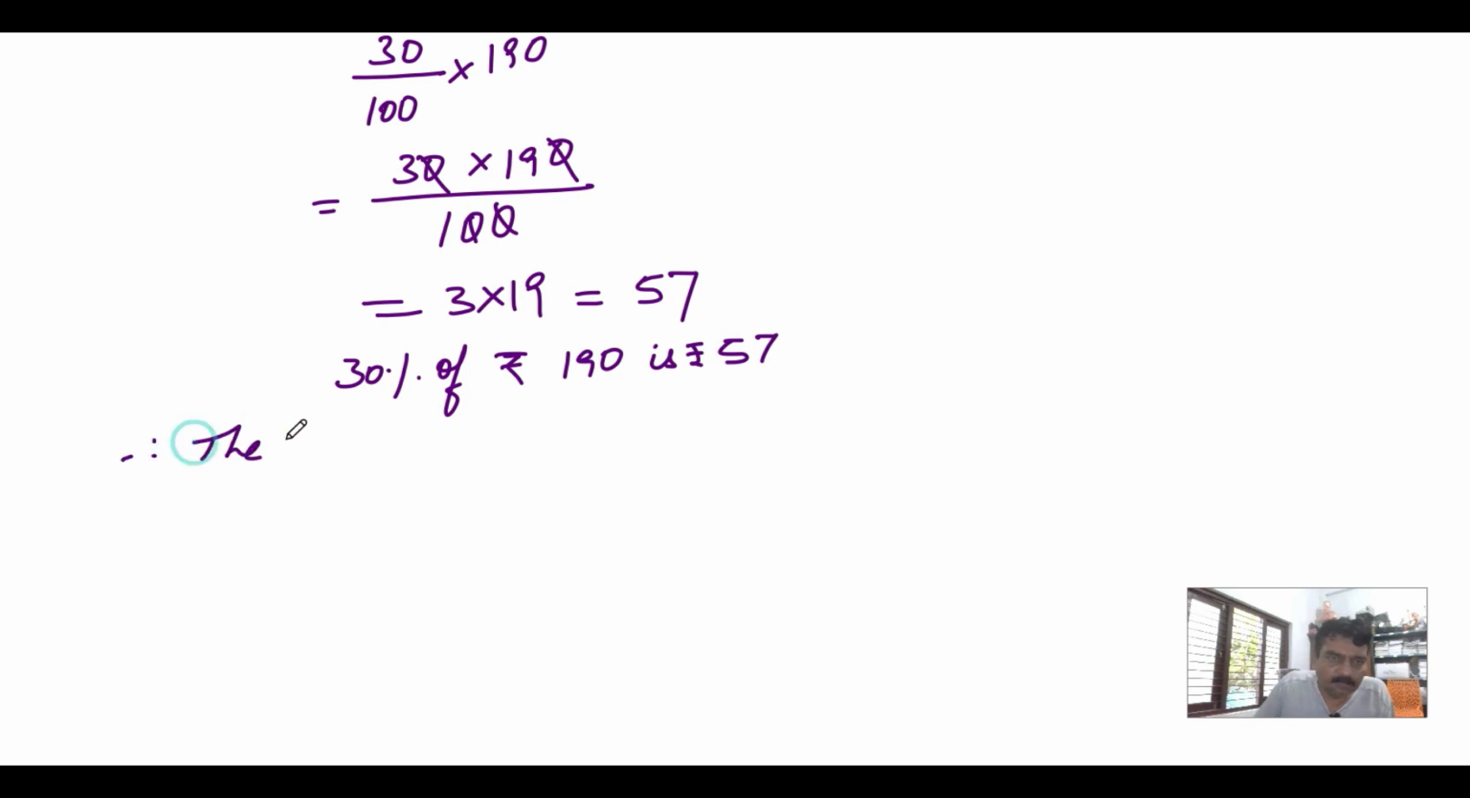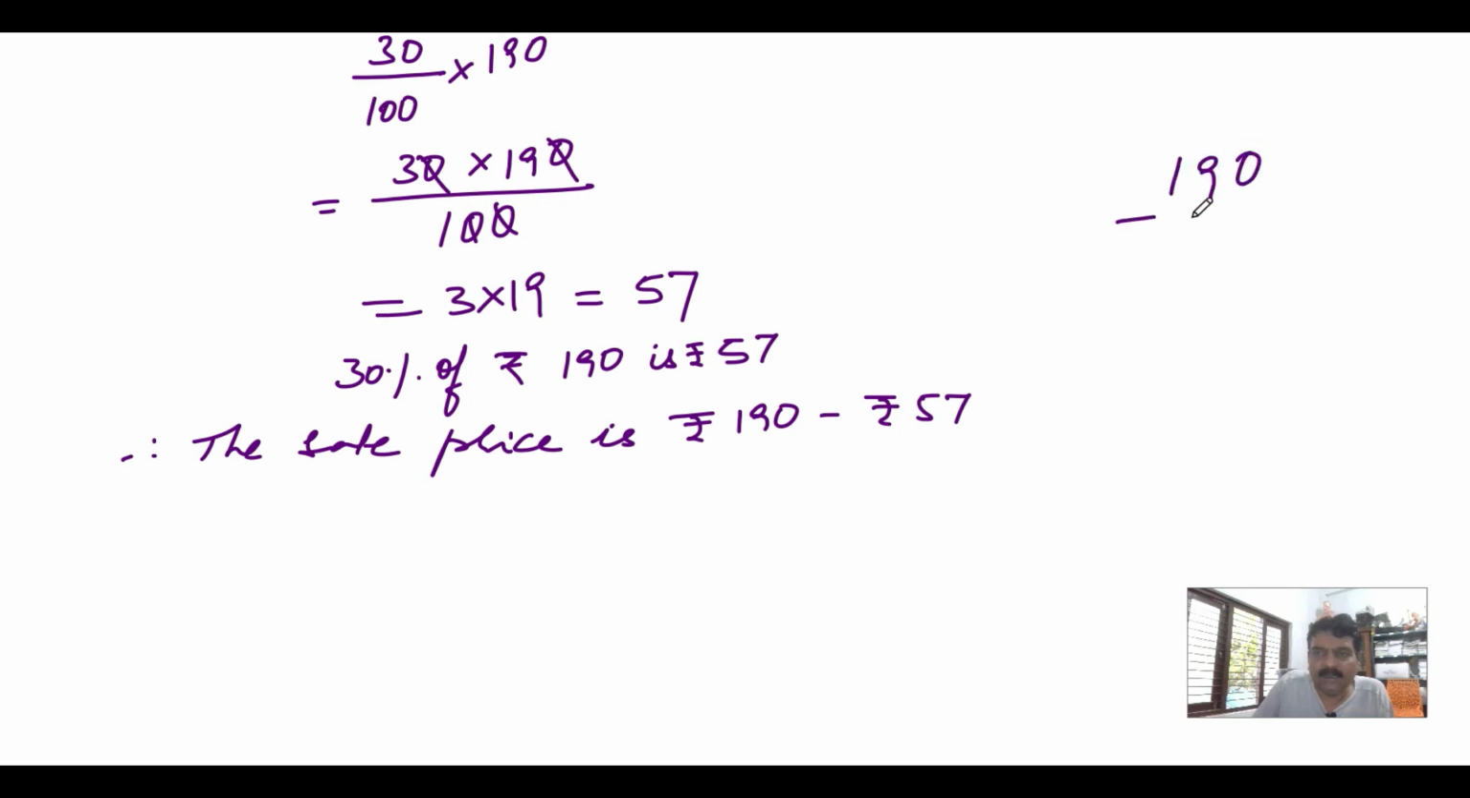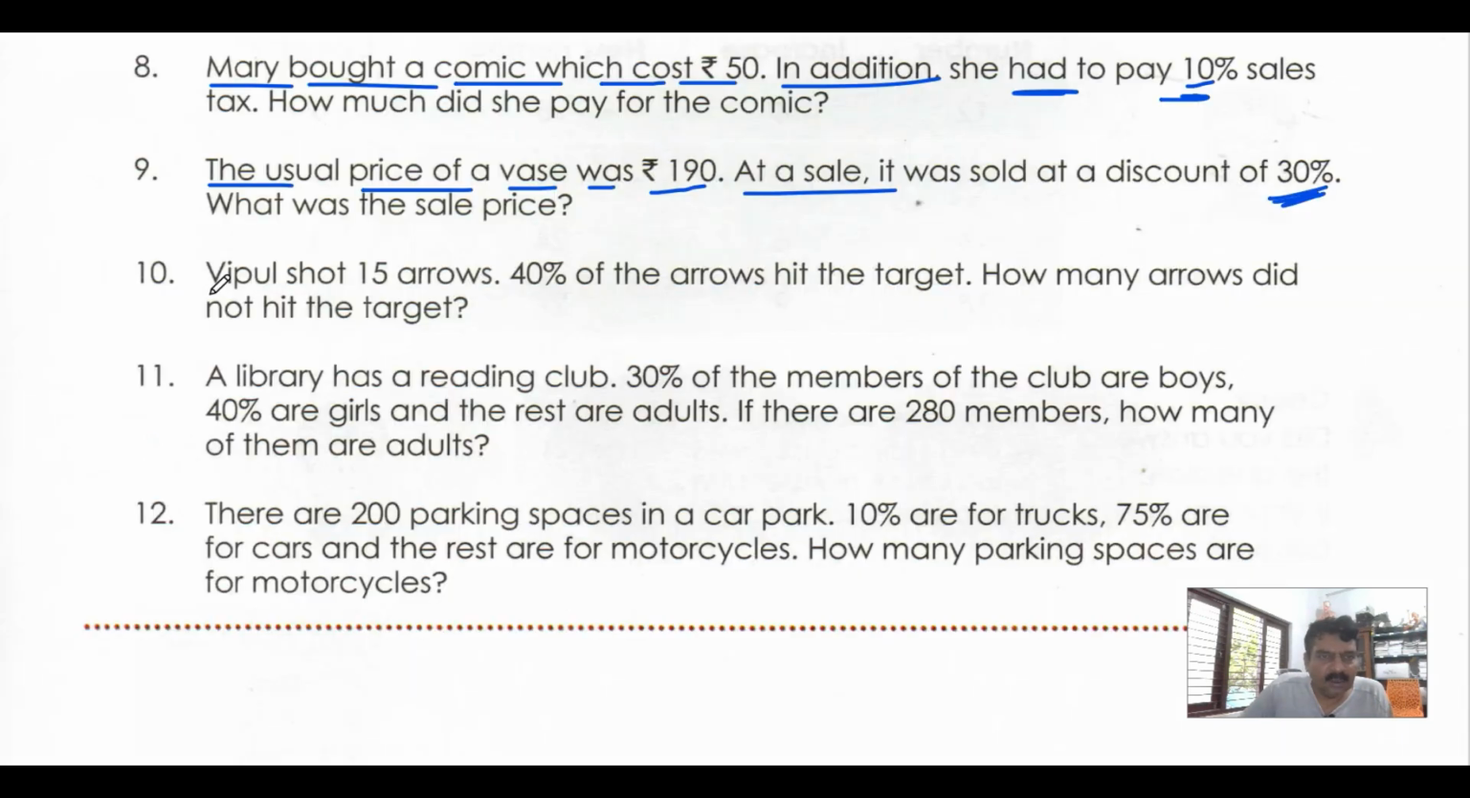Therefore the sale price is rupees 190 minus rupees 57. So 190 minus 57 is equal to rupees 133. This is your answer.